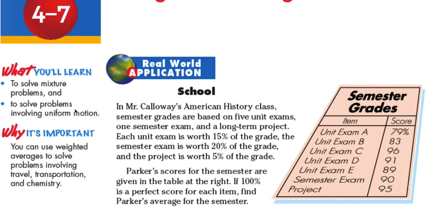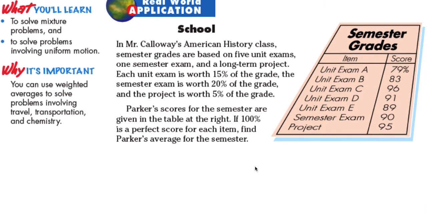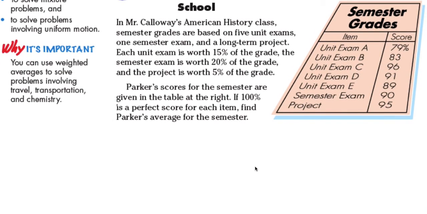In Mr. Calloway's American History class, semester grades are based on 5 unit exams, one semester exam, and a long-term project. Each unit exam is worth 15% of the grade, and the semester exam is worth 20% of the grade. The project is worth 5% of the grade. Parker's scores for the semester are given in the table at the right. If 100% is a perfect score for each item, find Parker's average for the semester.